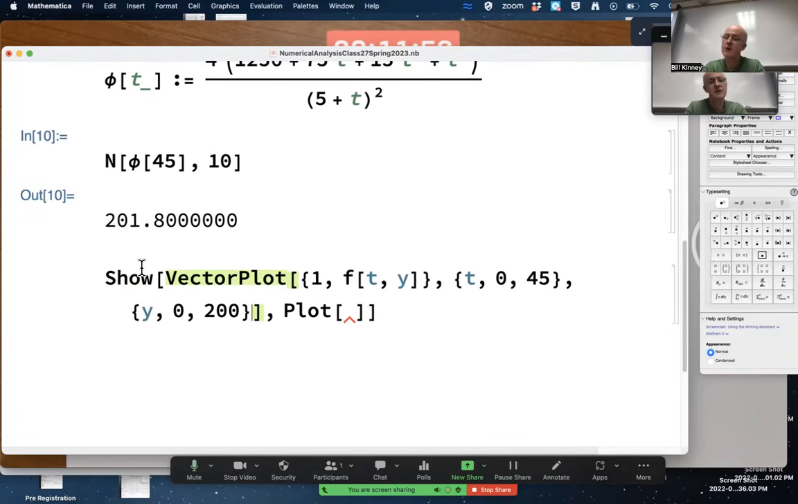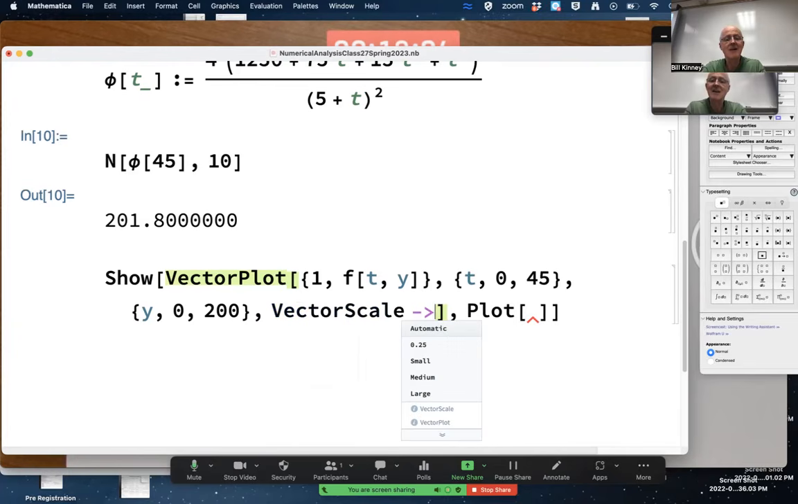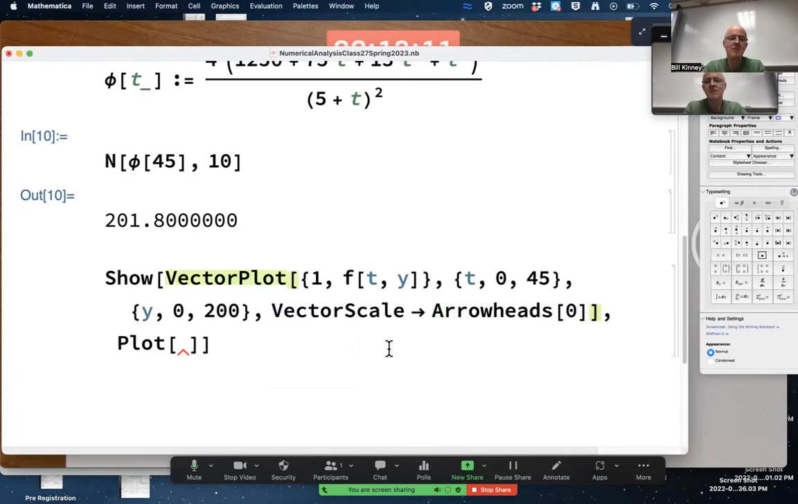And that'll make a slope field, though, with arrows. Doing vector scale, arrow, was it arrowheads 0 or something? I think like that. Let's get rid of the plot for the moment.